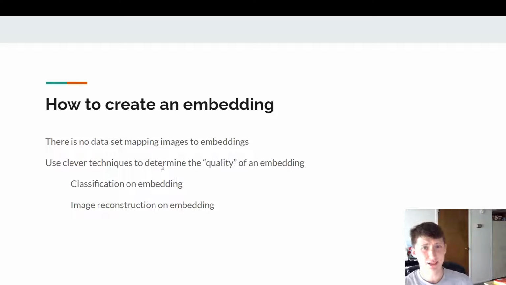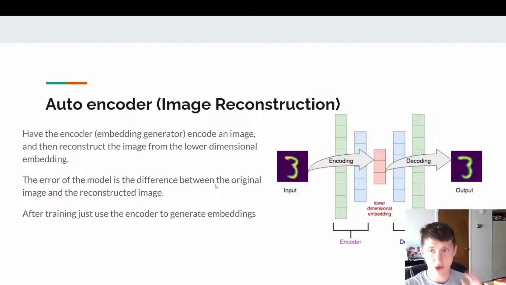So now how do we create this? Well, there's no data set that maps your input data to your embedding. It just doesn't exist, because these embeddings need to be meaningful to your specific data set. So we use clever techniques to try and determine the quality of our embedding network. And the one I want to talk about is image reconstruction. This is a technique called autoencoders.